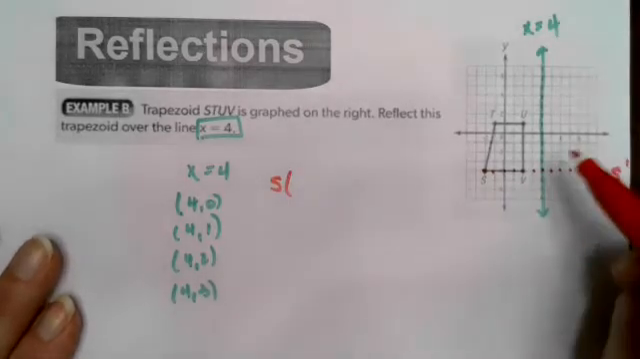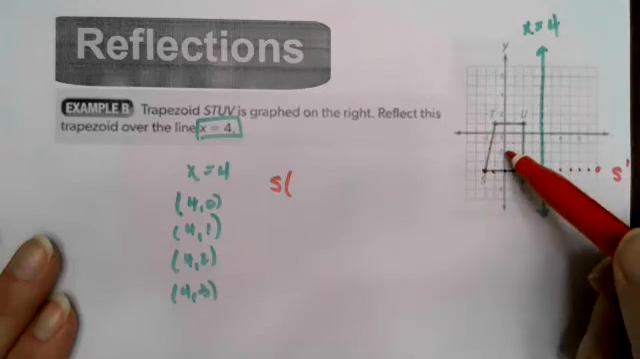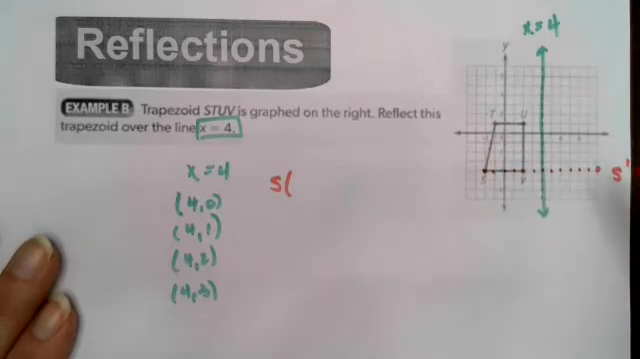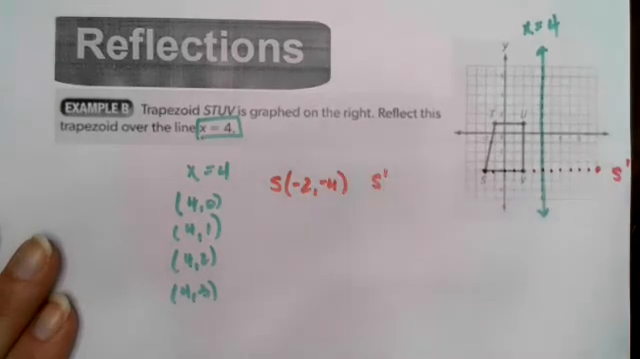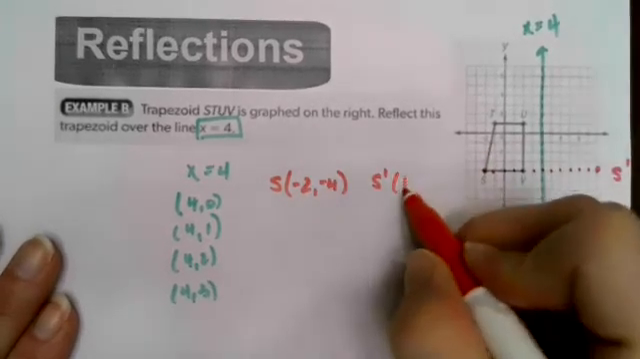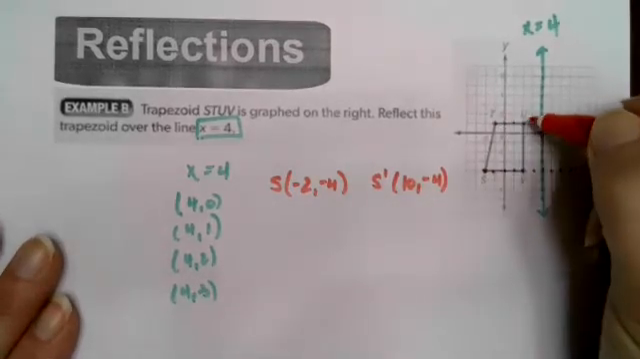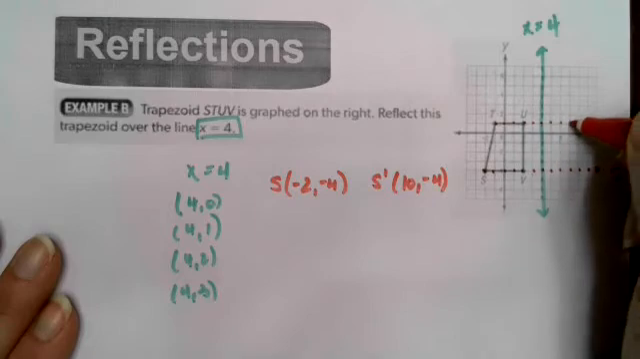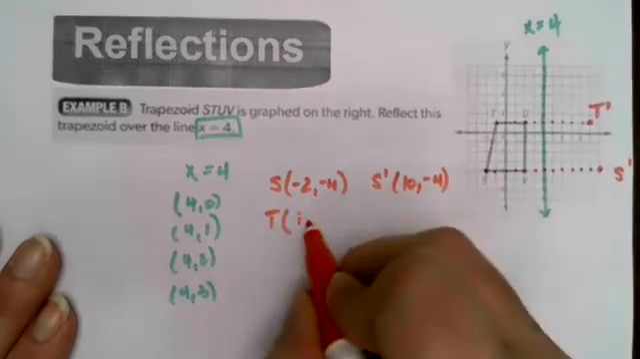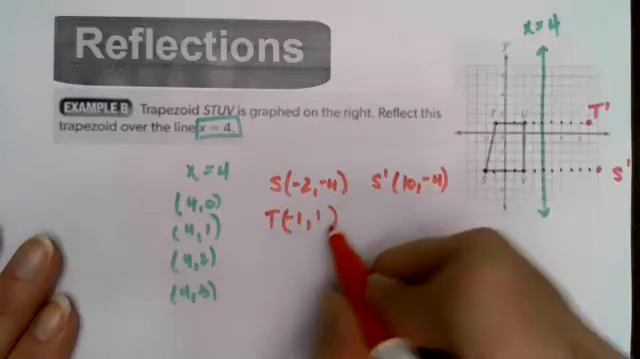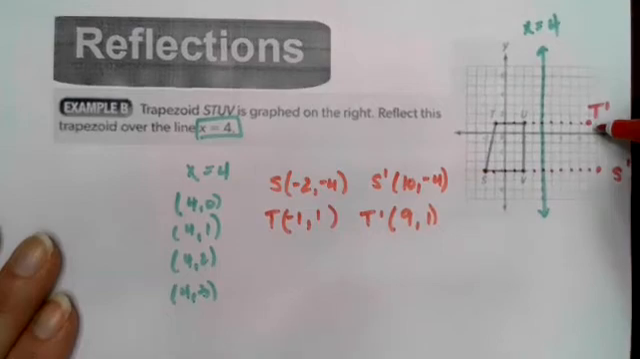So S is the point -2, -4. My S prime now has 10, -4, so then go up or down. So T, 5 away. So here is my T prime. So T had the coordinate -1, 1. T prime has the coordinate 9, 1.